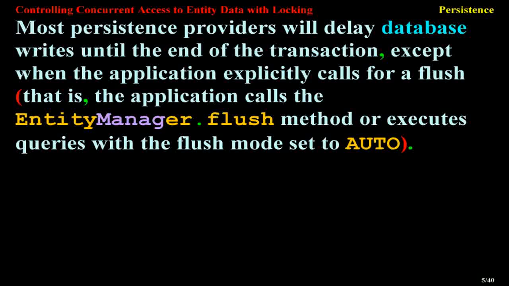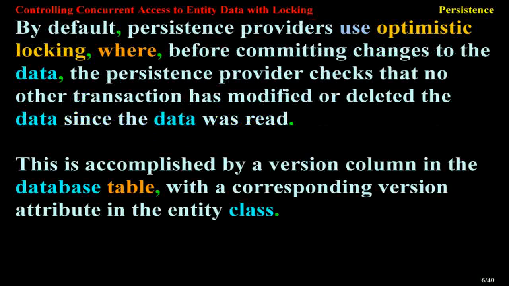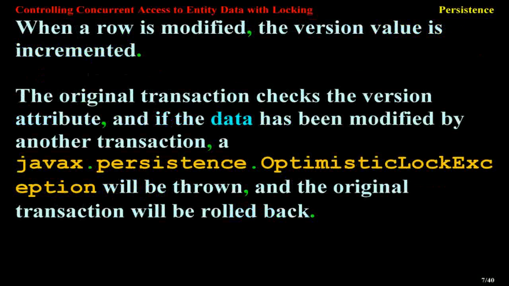to auto. By default, persistence providers use optimistic locking, where, before committing changes to the data, the persistence provider checks that no other transaction has modified or deleted the data since the data was read. This is accomplished by a version column in the database table, with a corresponding version attribute in the entity class. When a row is modified, the version value is incremented.